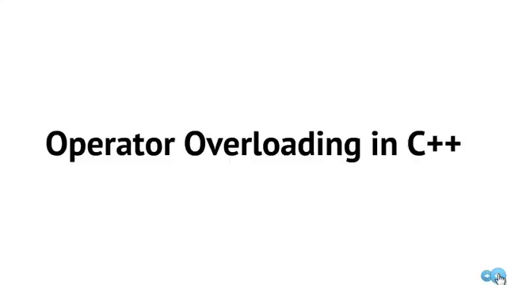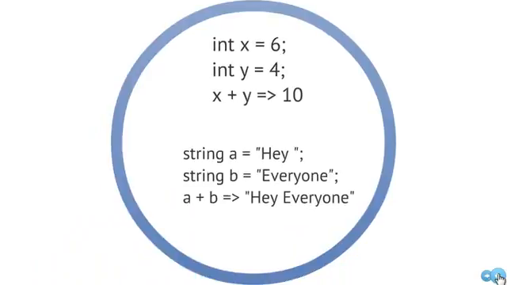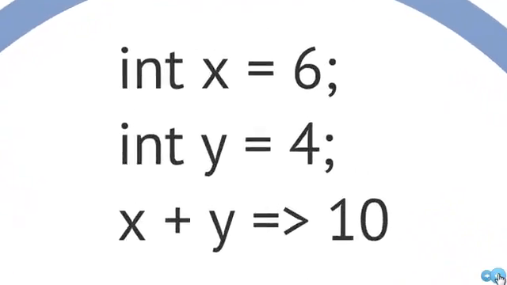Alright, so in this video we're going to take a look at operator overloading in C++. Let's start with a couple of examples. In the first example, we have int x and int y, where x has the value of 6 and y has the value of 4. In the expression x plus y, we know we're doing a summation between x and y, so that would result in the value of 10.